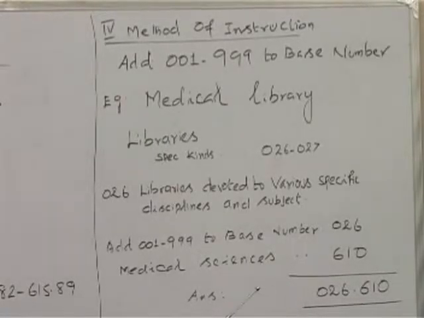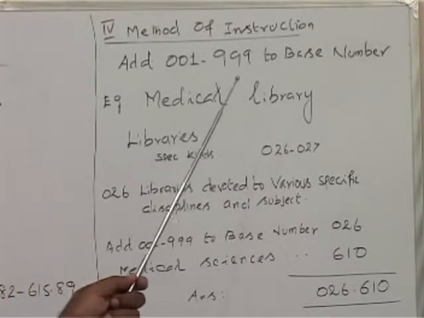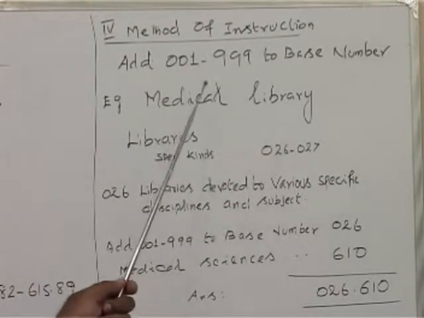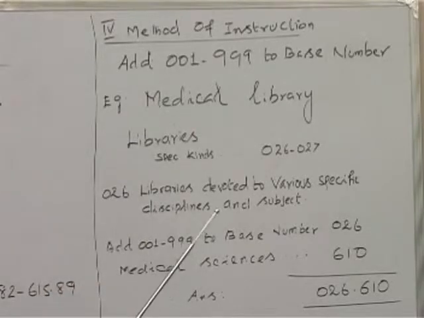There, once again I repeat it, the fourth method of instruction is nothing but add 001 to 999 to base number. According to this method, you have to get the base number. After getting the base number, you have to refer to the index once again. After using the index, you have to confirm whether the number is right or wrong. Then you can add the number along with the base number. Now you can find 026.610 for medical library.